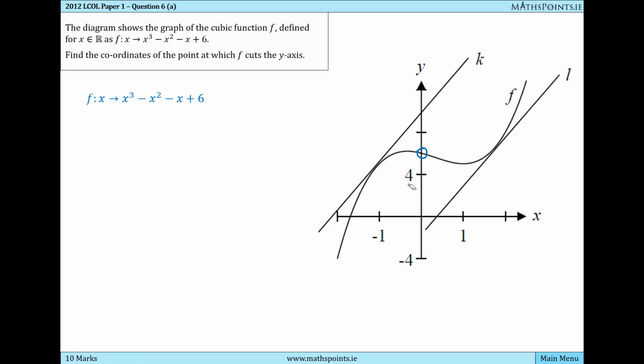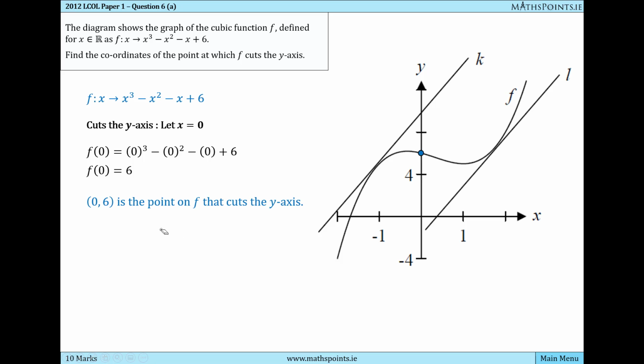So we can see that point here. It looks to be halfway between 4 and 8. So it looks like it's the point 0, 6. But we want to find it algebraically. We know that the x value of every point on the y-axis is 0. And so if we take the function and sub in a value of x equal to 0, we get 0 cubed minus 0 squared minus 0 plus 6, which gives us 6, which tells us that when x is equal to 0, y is equal to 6. So 0, 6 is the point on the curve that cuts the y-axis.